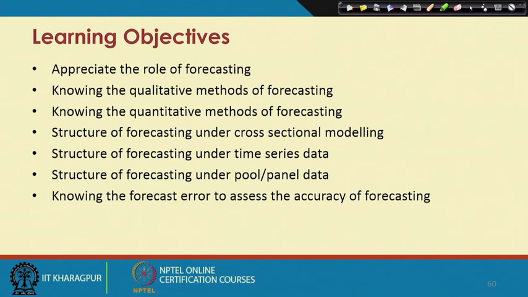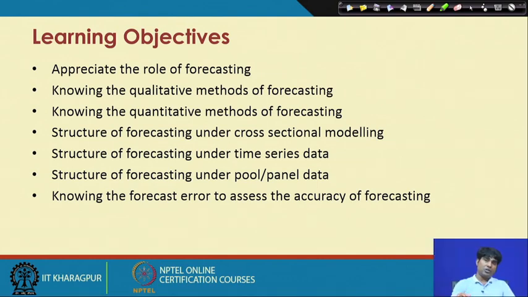Then we have to know the structure of forecasting under cross sectional modeling. Again, we like to know the structure of forecasting under time series data or time series modeling. Similarly, in the case of pool data and panel data, the kind of forecasting rules. So, at the end we like to know the forecasting error, how to assess the forecasting, and then we like to see the accuracy of the forecasting.